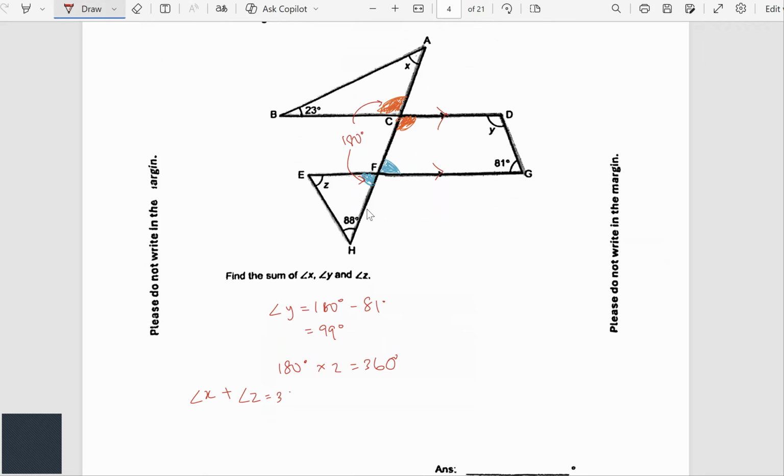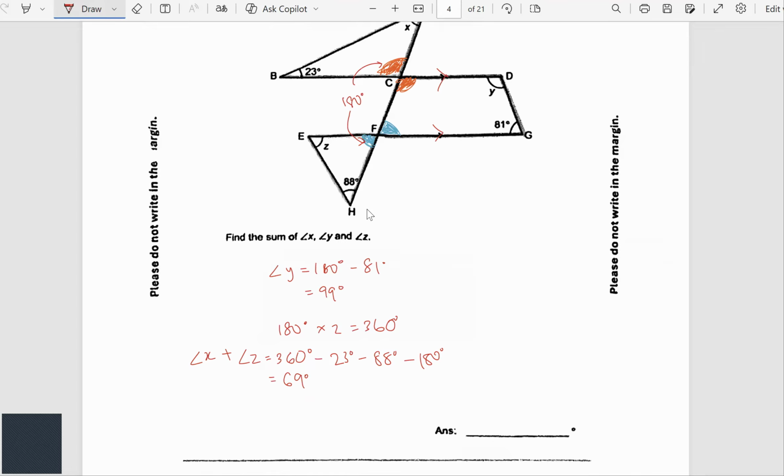So 360 minus 23 minus 88 and then minus 180 is 69. Then now add it on to angle Y to find the sum of everything, the three angles. 168 degrees.